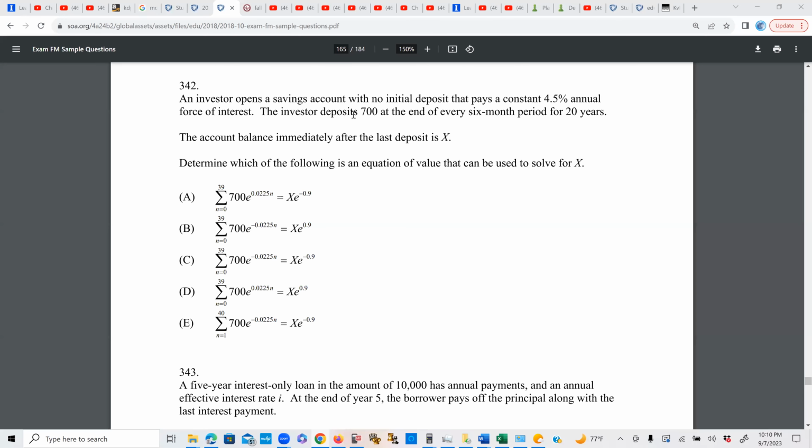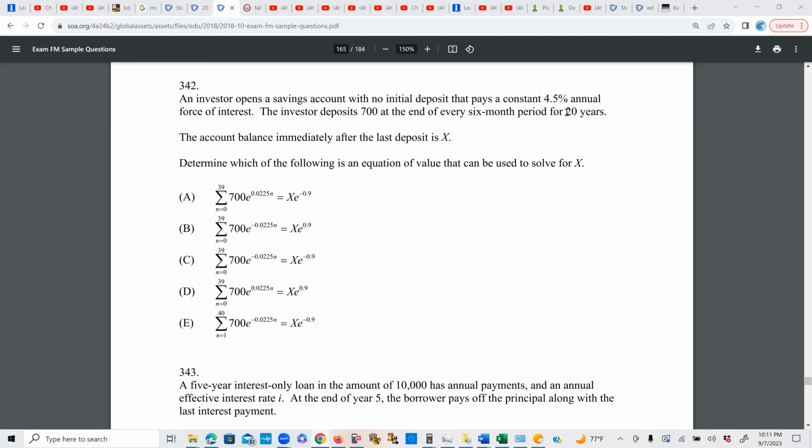An investor opens a savings account with no initial deposit that pays a constant 4.5% annual force of interest. The investor deposits 700 at the end of every 6-month period for 20 years. The account balance immediately after the last deposit is X. Determine which of the following is an equation of value that can be used to solve for X.